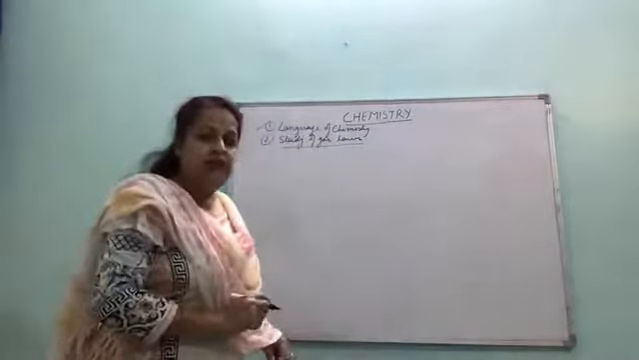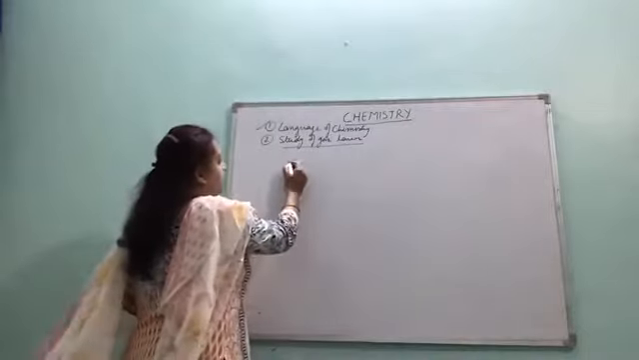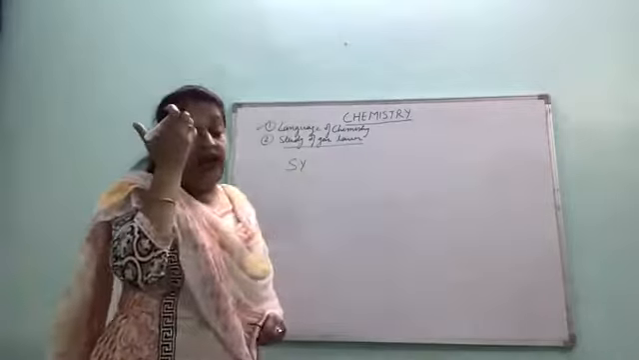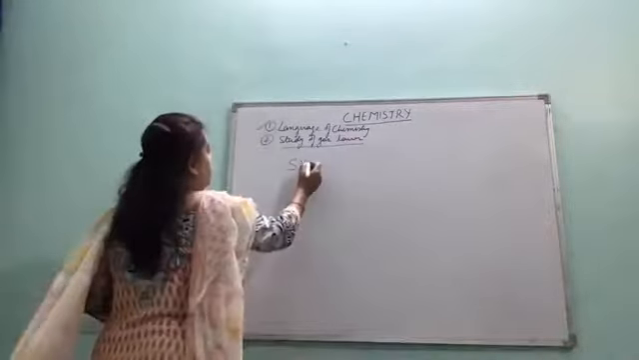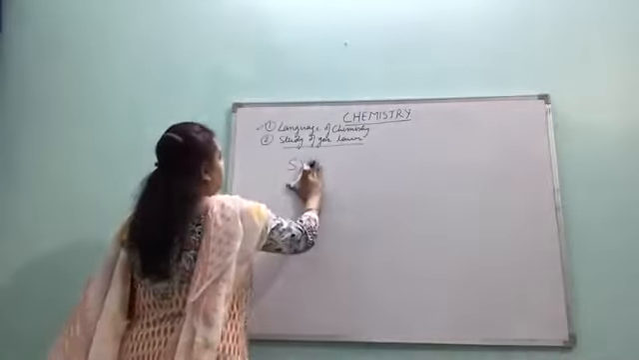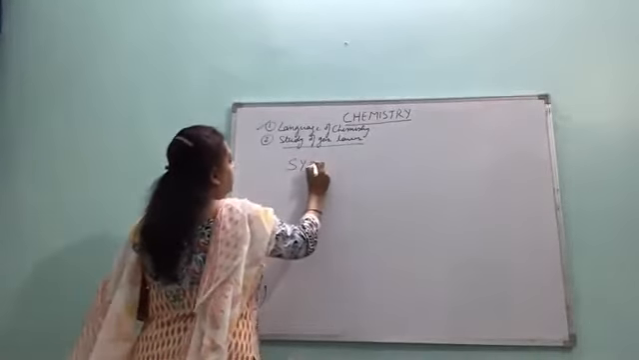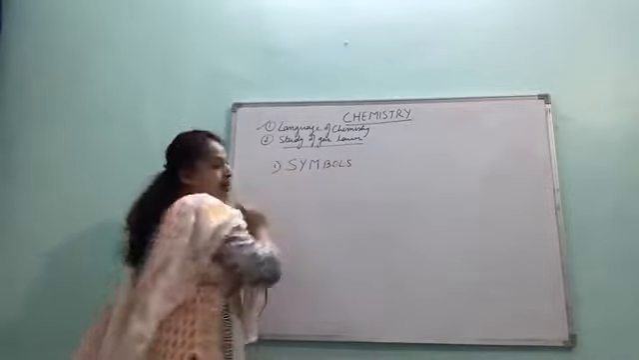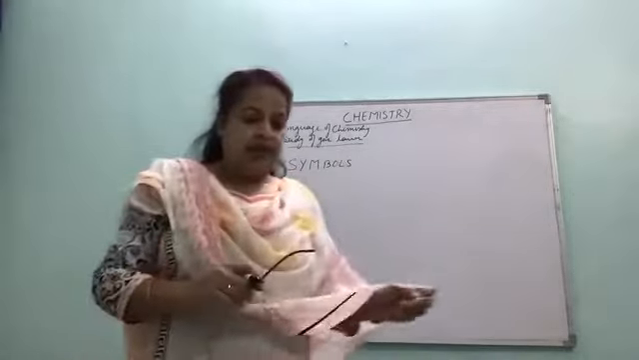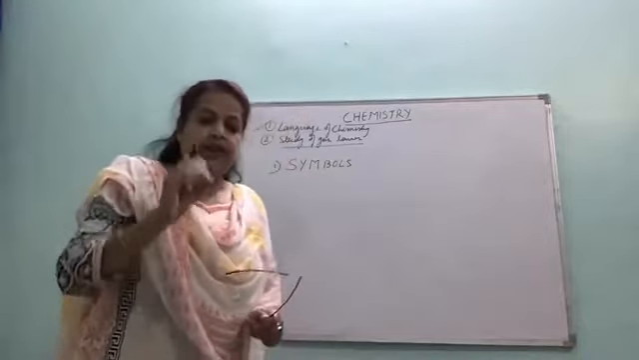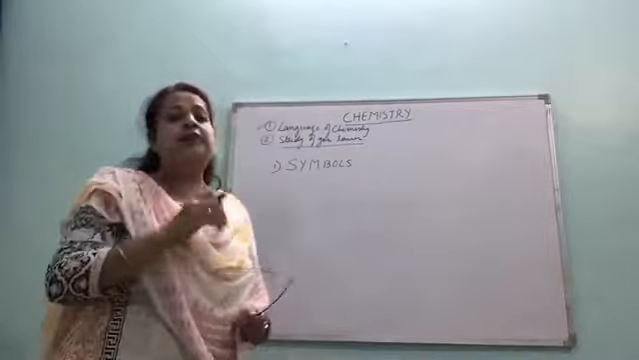The definitions which you have to learn would be of symbols. These are the definitions we have to underline and you have to learn it. It is of symbols. Well, what does symbol mean to you? Well, a symbol is a short form. It is a short form that stands for an atom of an element.